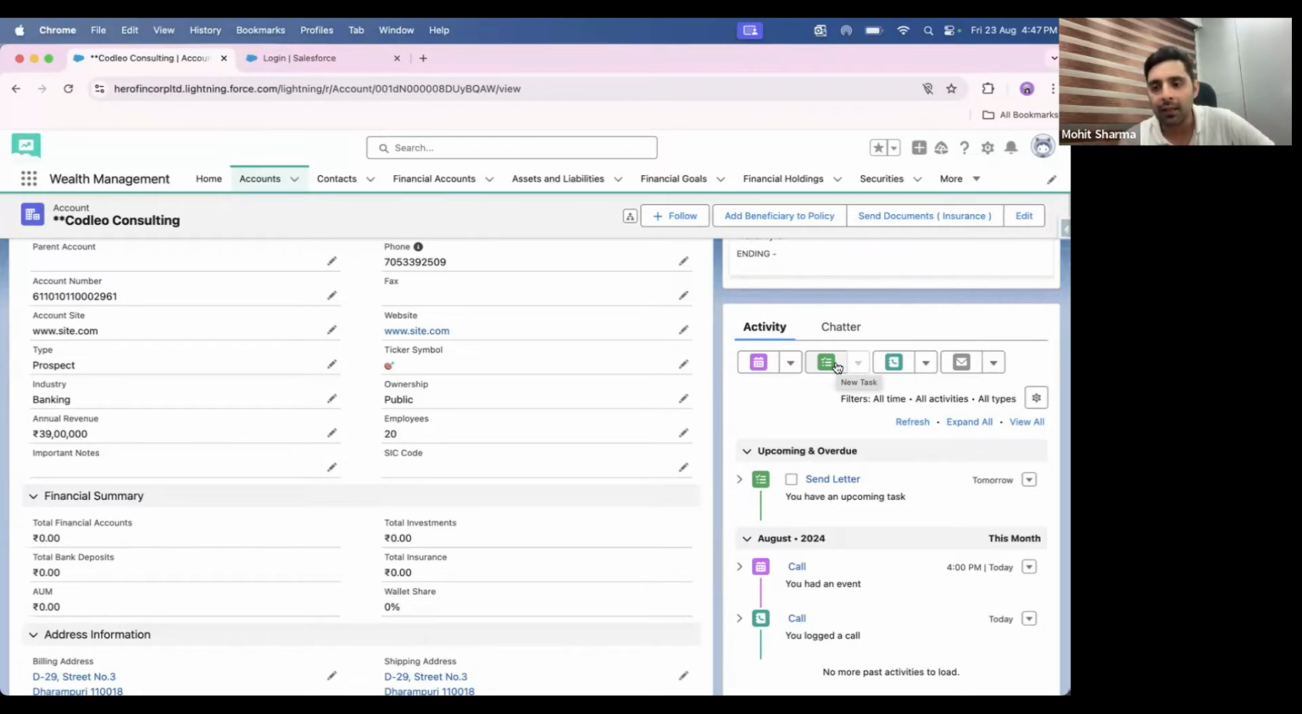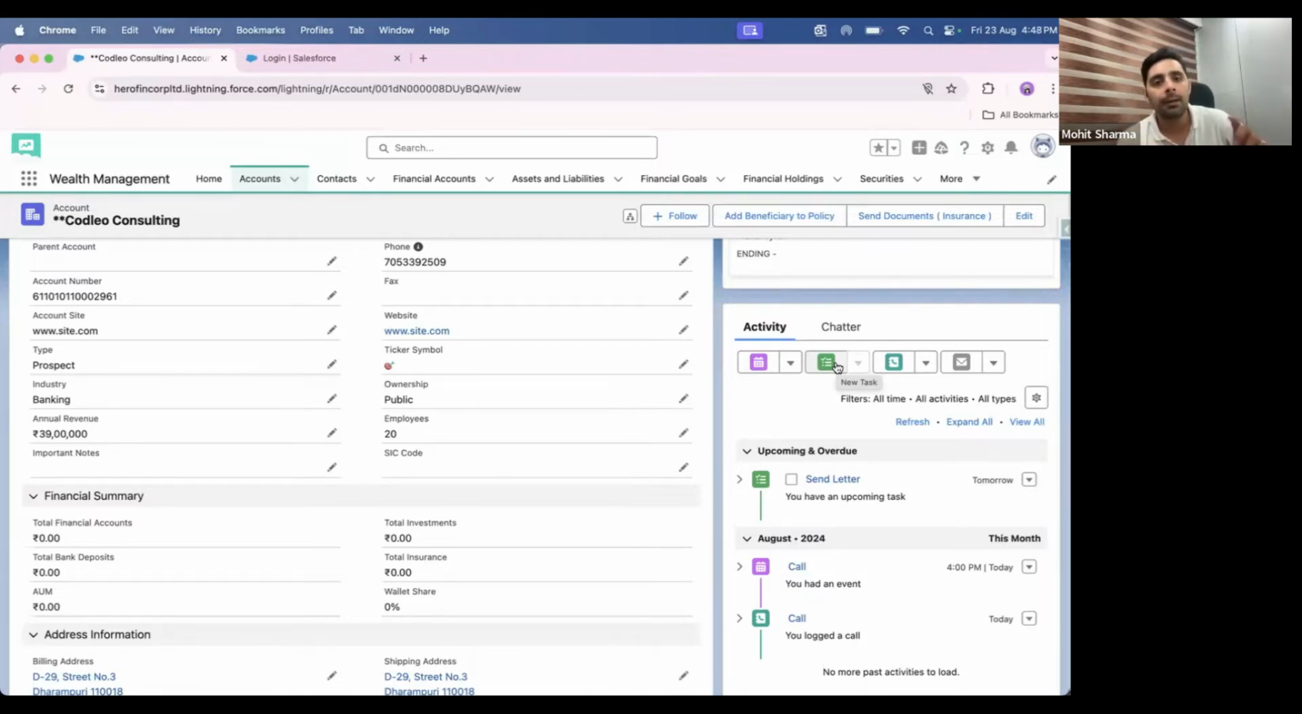And when I'm talking about integration, whatever emails you are sending from your Outlook or Gmail will also reflect back into your Salesforce. And you can track the series of activities, whatever you are doing. So how is the system doing it?